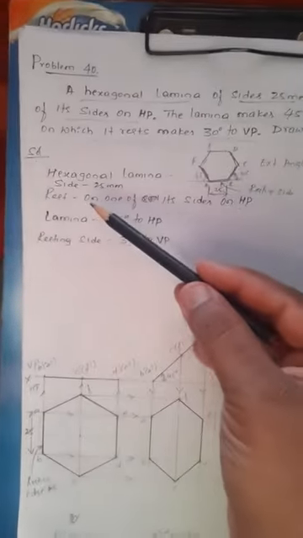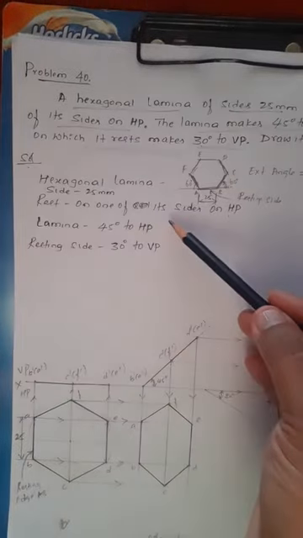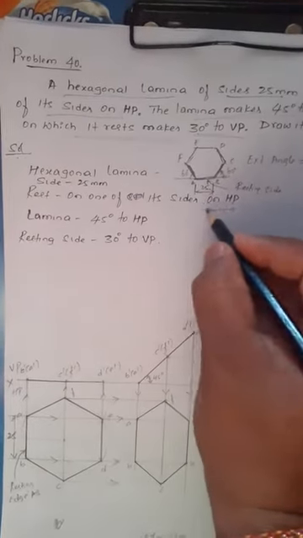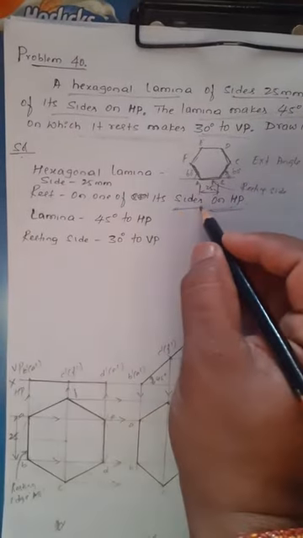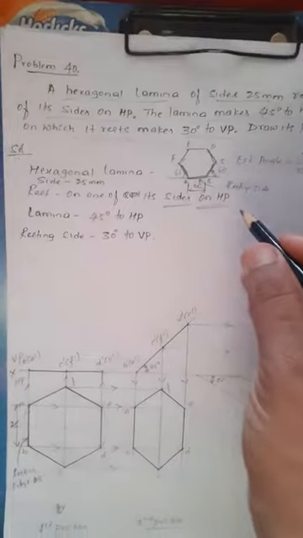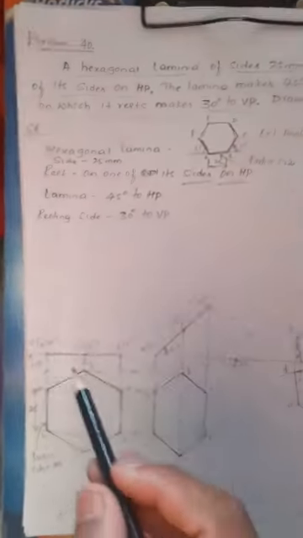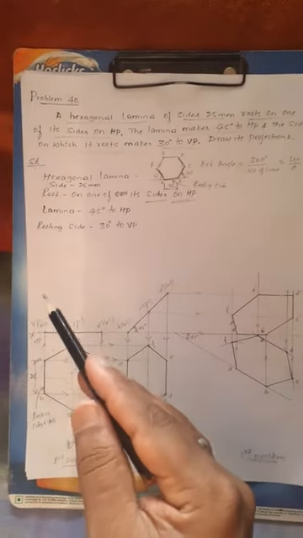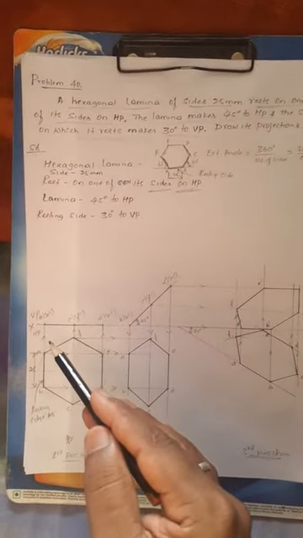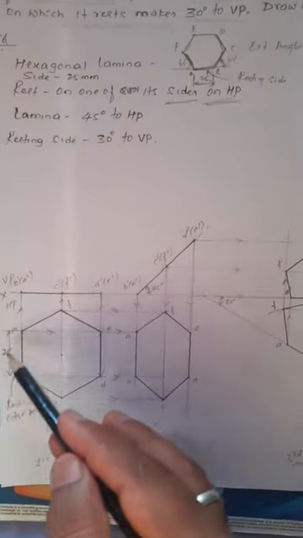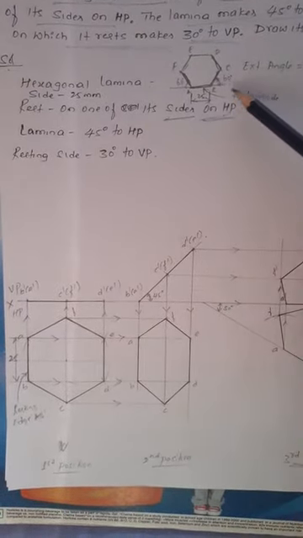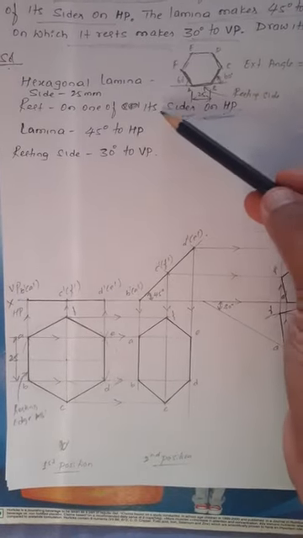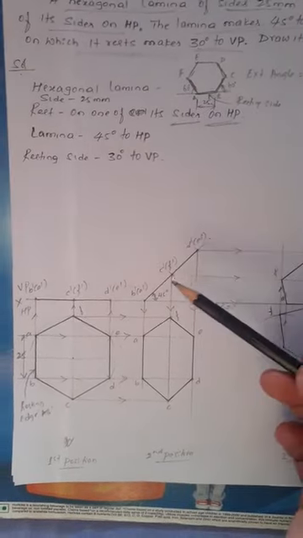Next, we'll move on to the resting position: rest on one of its sides on HP. Now we start the problem on HP. On which condition is it? Edge or side condition, right? Now we'll draw an XY line. Above the XY line is VP and below the XY line is HP. Based on the given resting condition, rest on its side on HP, we start on HP, with the resting condition being on side or edge.